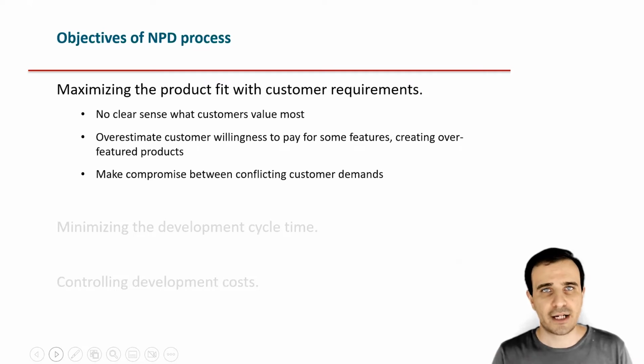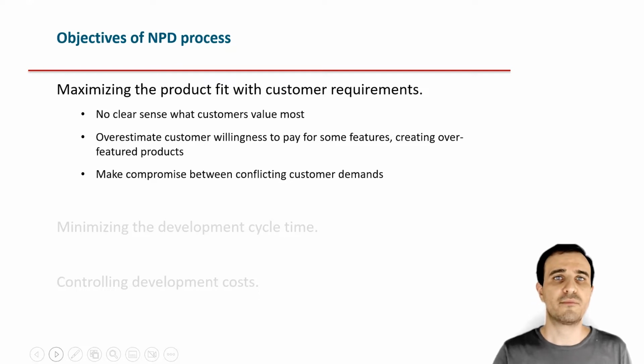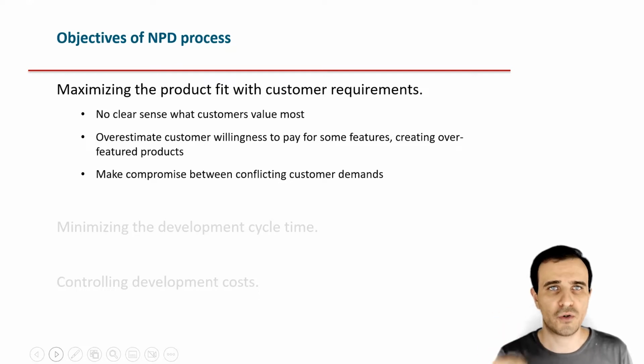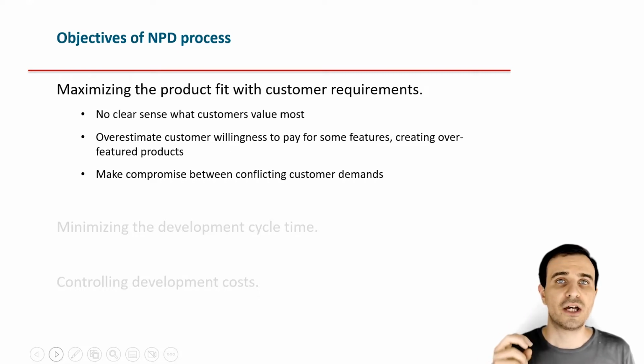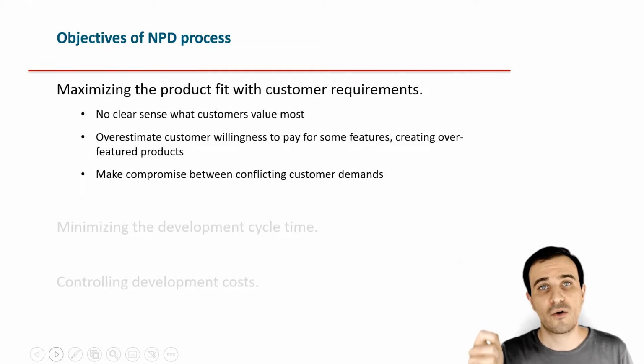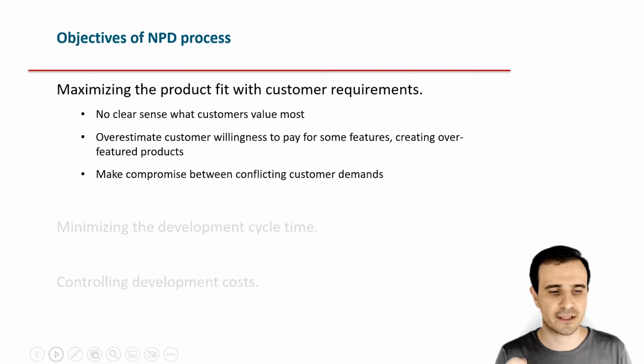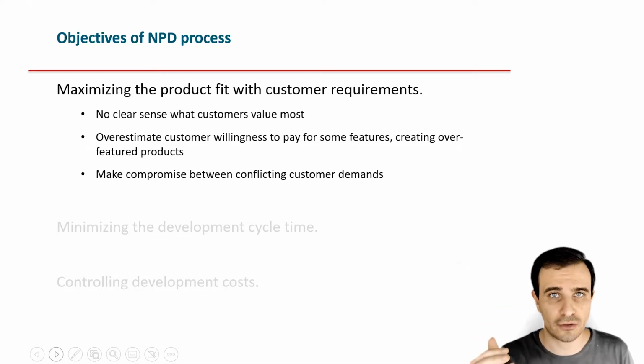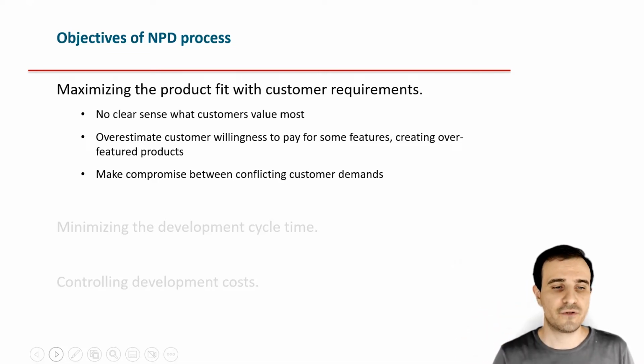What are the objectives of the new product development process? There are primarily three main goals that we aim to achieve. The first one is to maximize the product fit with our customer requirements. The second one is to minimize the development cycle time. And the third one is to monitor the development cost. Let's turn to the first one.